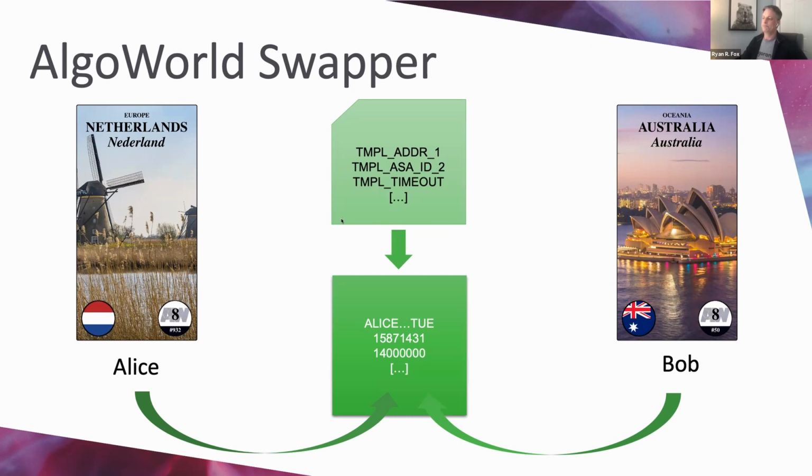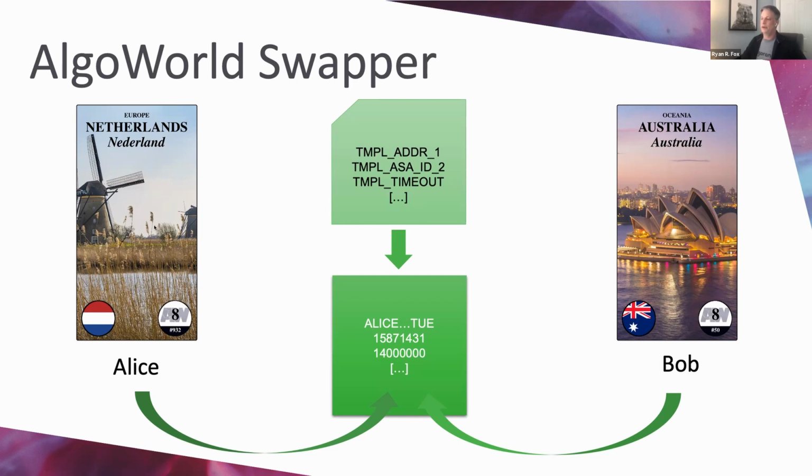that timeout. That template then generates the actual escrow code here and replaces these template placeholders with the actual values. So in this case, we would see Alice's address, we would see the asset ID for Australia, and we would see a timeout as a block height. All right.